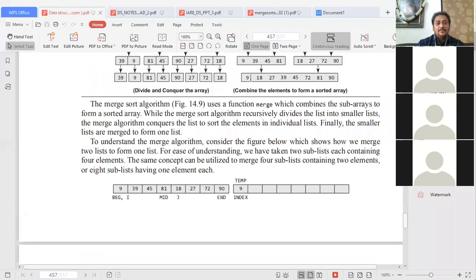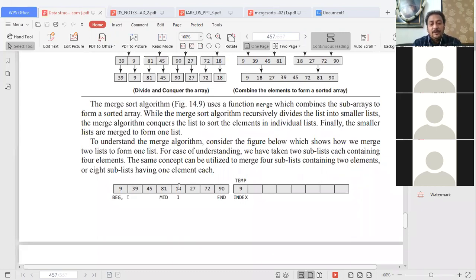Because there are only 4 elements: 9, 39, 45 and 81. After the last element is supposed to be called mid, and mid plus 1 is ultimately the j-th item. That means all 4 elements of this array are A2. A1 and A2 are added there.